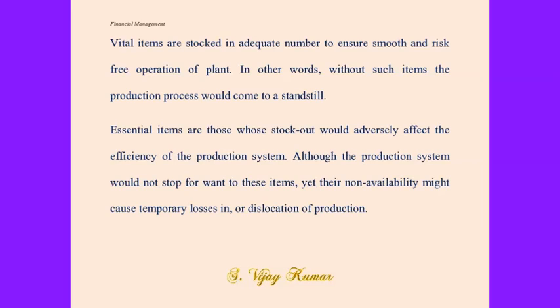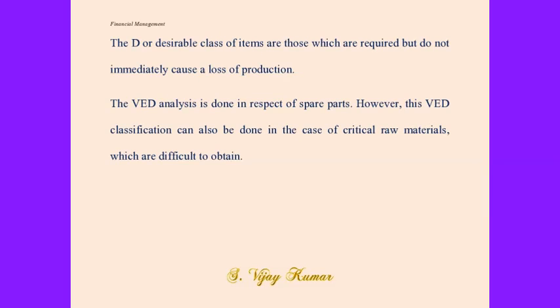Essential items are those whose stock out would adversely affect the efficiency of the production system. Although the production system would not stop for want of these items, yet their non-availability might cause temporary losses in or dislocation of production. The D or desirable class of items are those which are required but do not immediately cause a loss of production. The VED analysis is done in respect of spare parts. However, this VED classification can also be done in the case of critical raw materials which are difficult to obtain also.